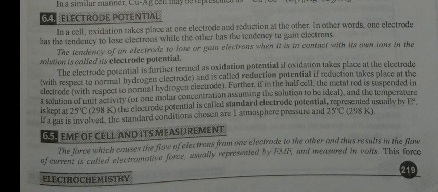The electrode potential is further termed as oxidation potential if oxidation takes place at the electrode with respect to normal hydrogen electrode, and it's called reduction potential if reduction takes place at the electrode with respect to normal hydrogen electrode.